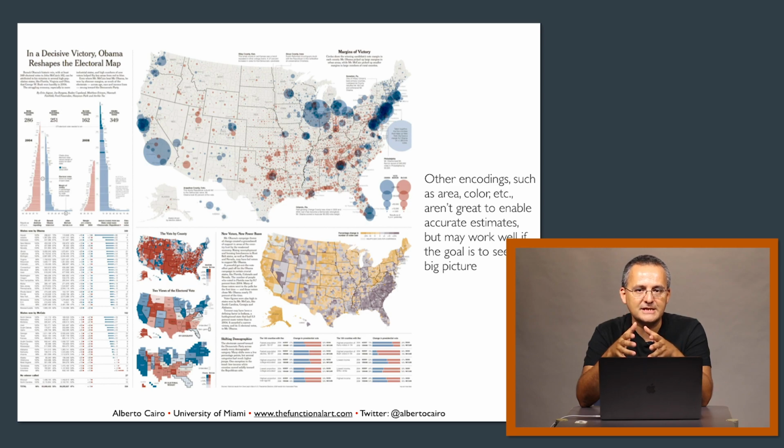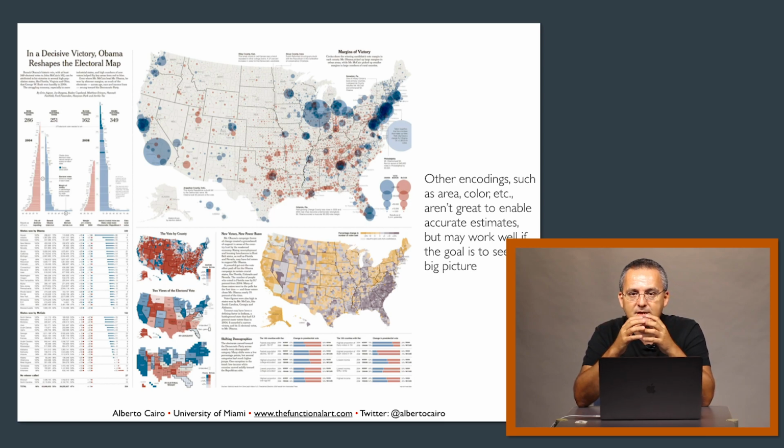The purpose of these maps, these are graphics that were designed by the New York Times to show the results of a presidential election. As you can see, all these maps use area, color shade, color hue, etc. to represent the data. So they are not that great for comparisons, for example, to get accurate estimates or make accurate judgments based on the data. But that is not the purpose of these visualizations.